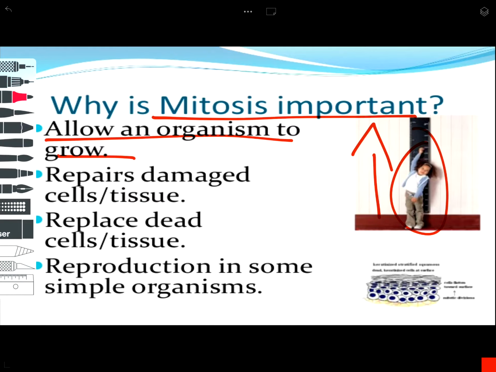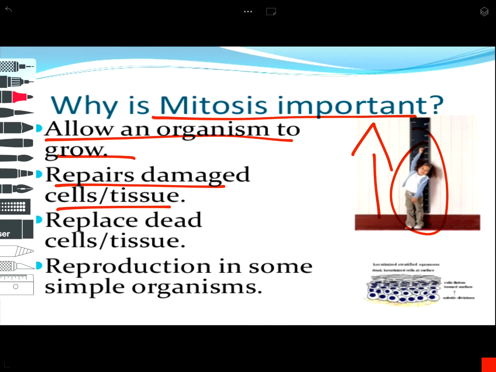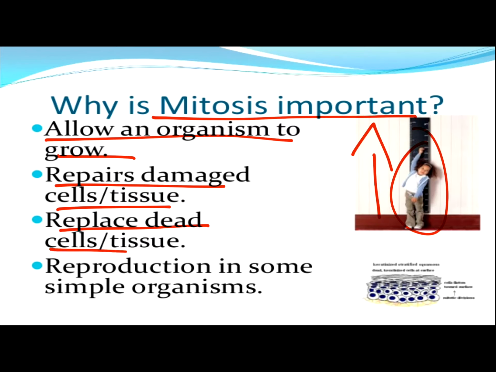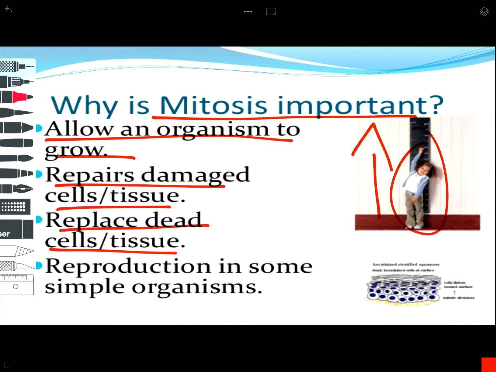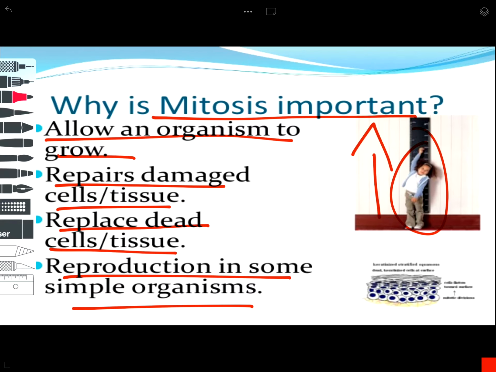Mitosis is also important because it allows your body to repair damaged cells or tissue and repair wounds. It also replaces dead cells or tissue, and it also helps in reproduction in some simple organisms. For example, yeast cells replicate by using mitosis and not binary fission, because they are not bacteria and they are eukaryotes.